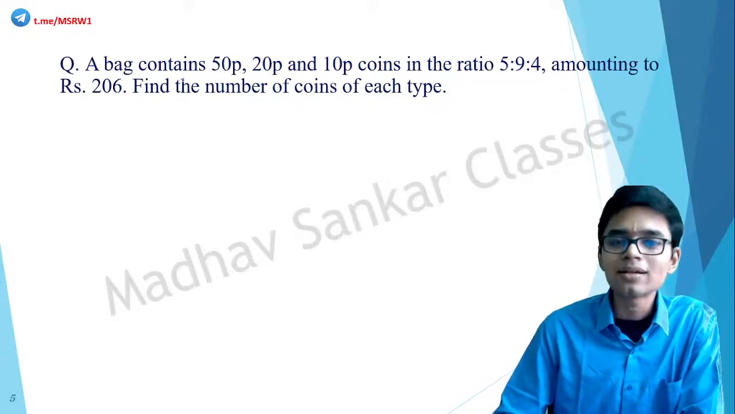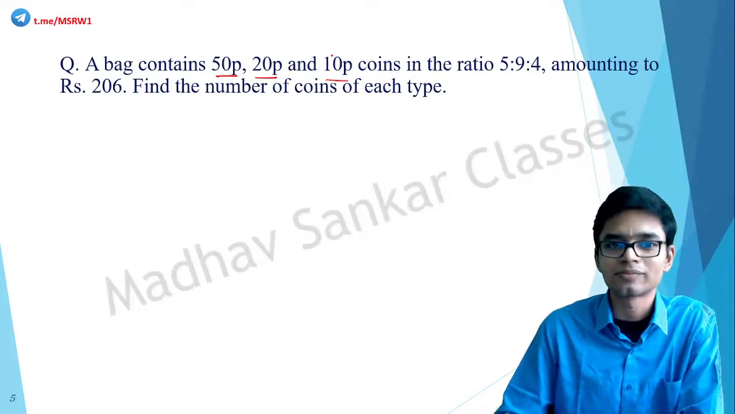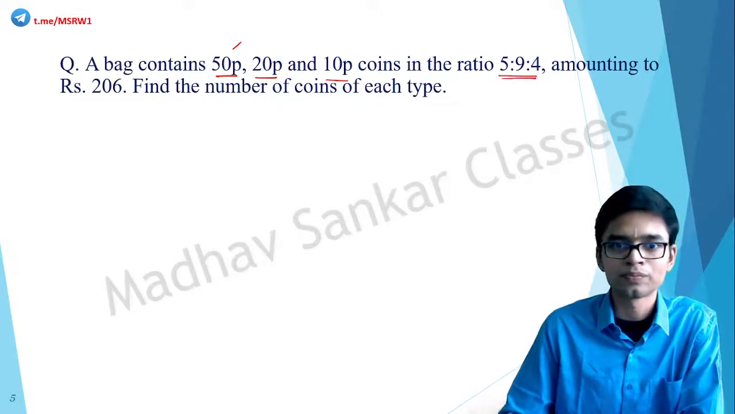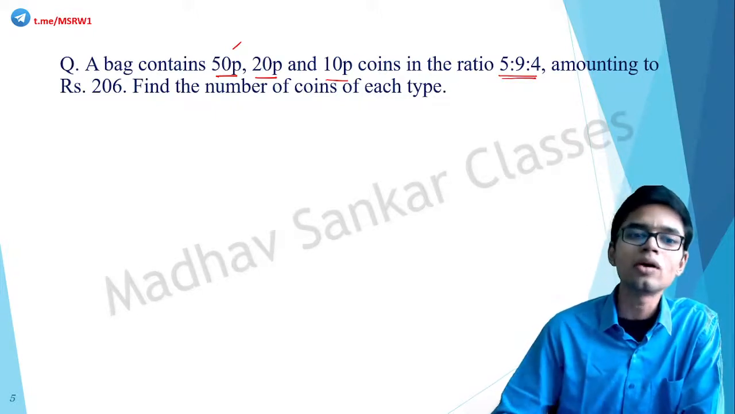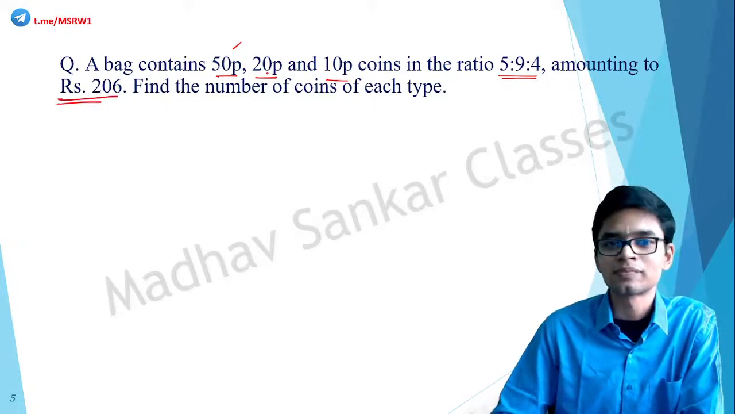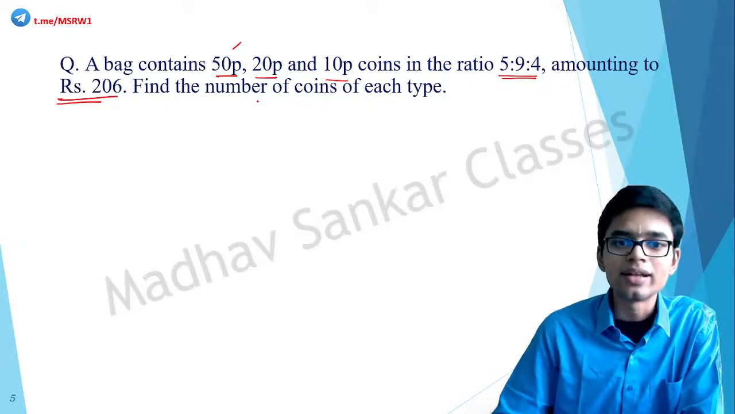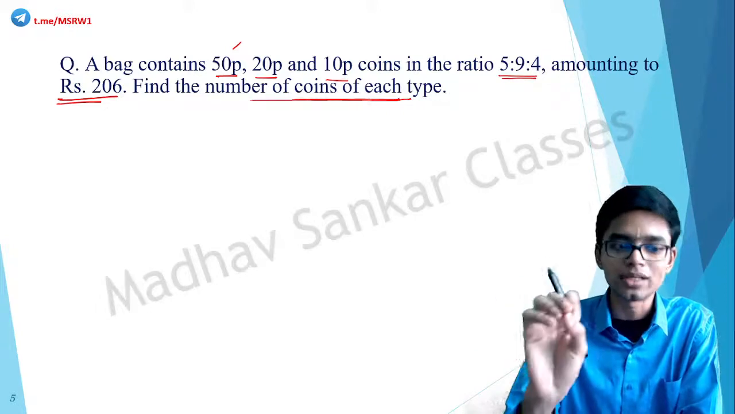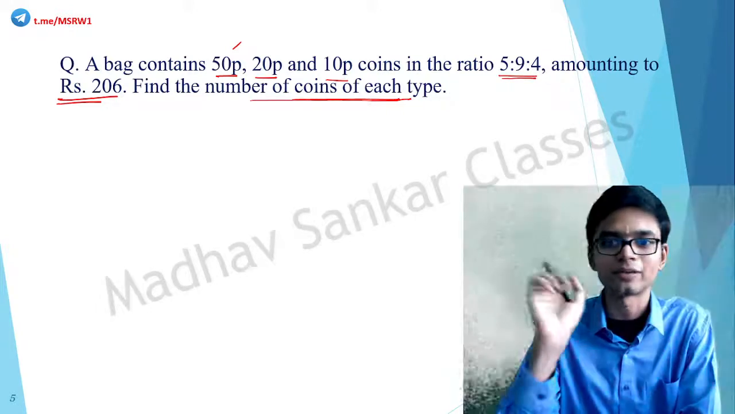So, a bag contains 50 paise, 20 paise, and 10 paise coins. Clear? Only this is valid these days, but even then, 50 paise coins are there, 20 paise coins are there, and 10 paise coins are there in the ratio 5 is to 9 is to 4. Alright? The total amount is rupees 206. We have to find the number of coins of each type. How many 50 paise coins are there? How many 20 paise coins are there? And how many 10 paise coins are there? This is what we have to find.